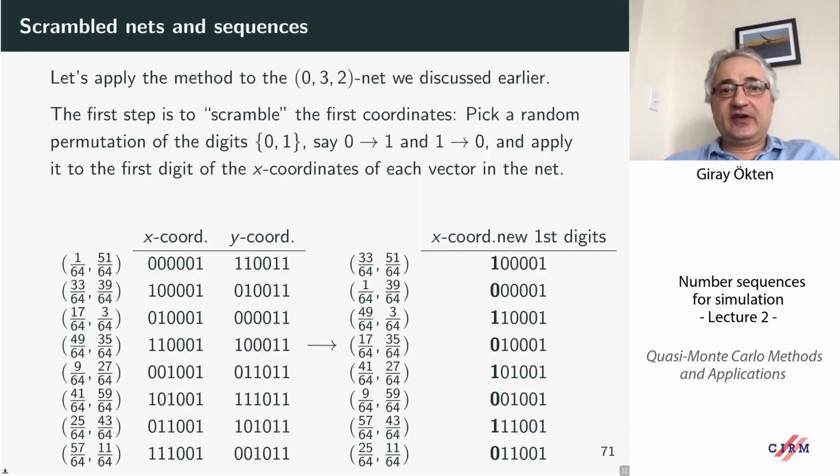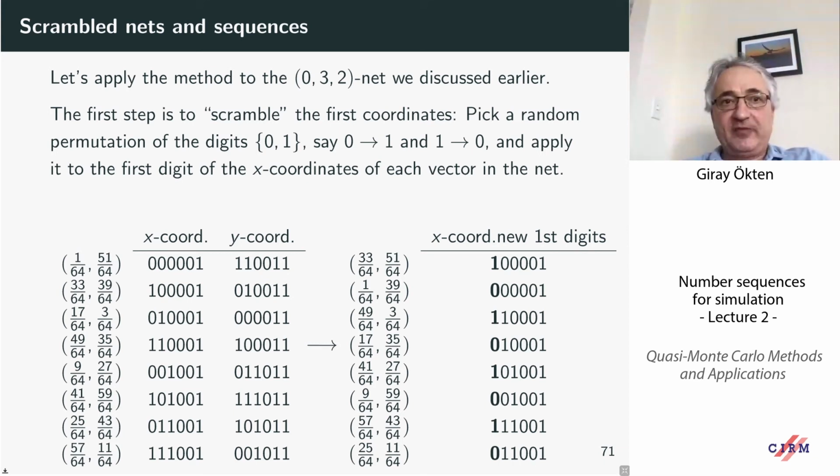Next, scrambled nets of nets and sequences, and I will describe the scrambling method, which is due to Owen, introduced in the mid-90s, and I will explain this method by applying it to the 0, 3, 2 net we talked about earlier. And here is, by the way, our 0, 3, 2 net. And also in this table, you see the x-coordinate and the y-coordinate of each pair, and its base.